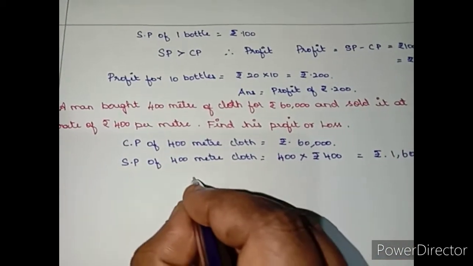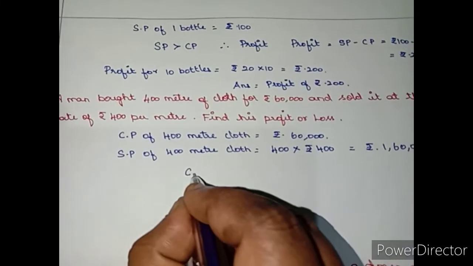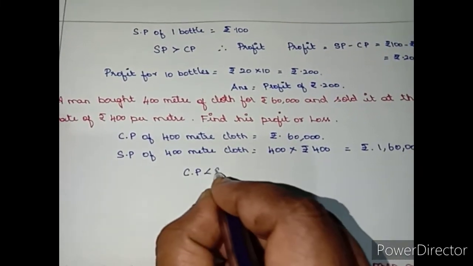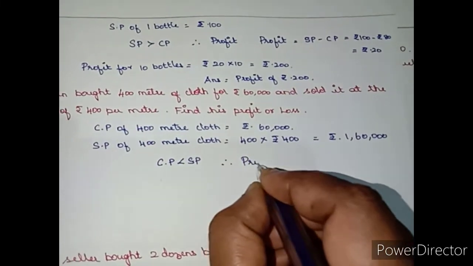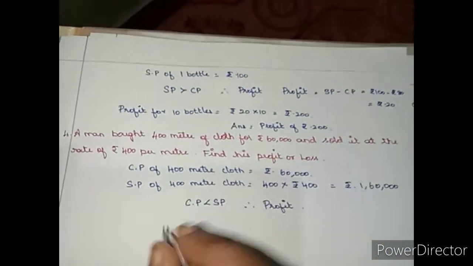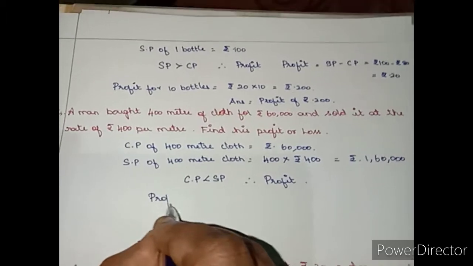So we have to compare CP and SP. CP is less than SP. Therefore it is a profit. So what is the formula for calculating profit?